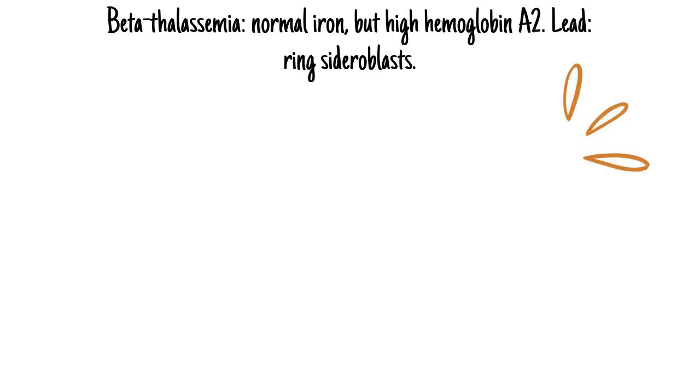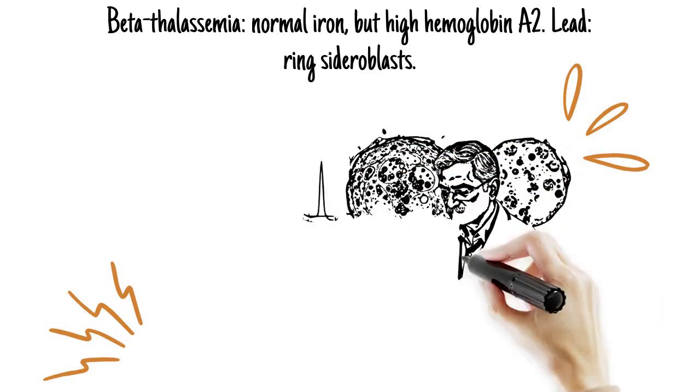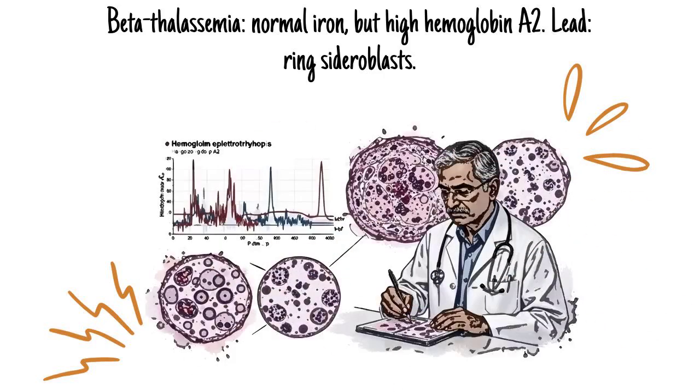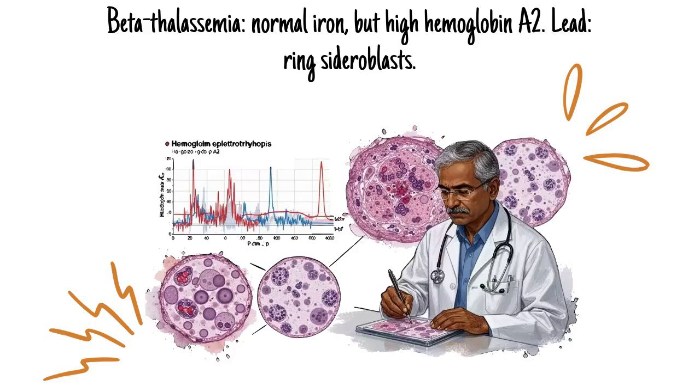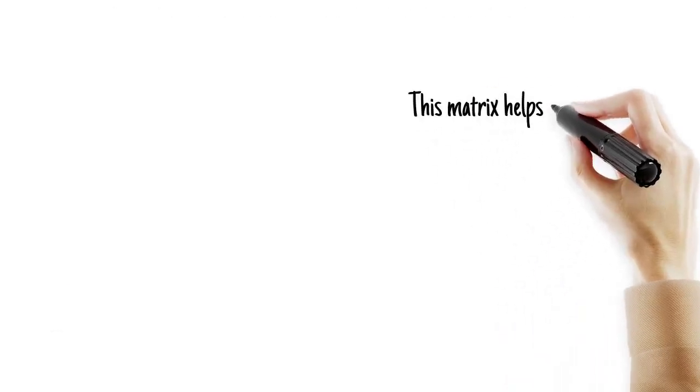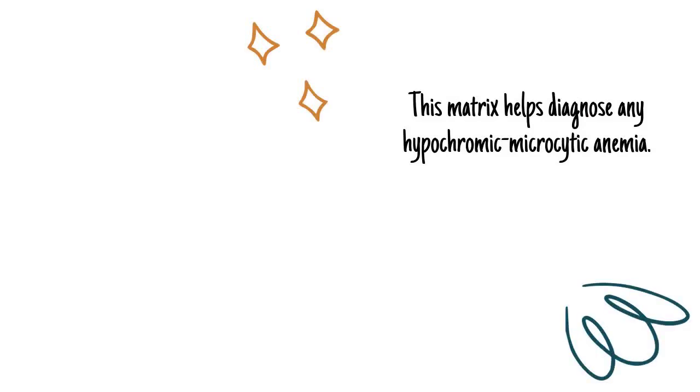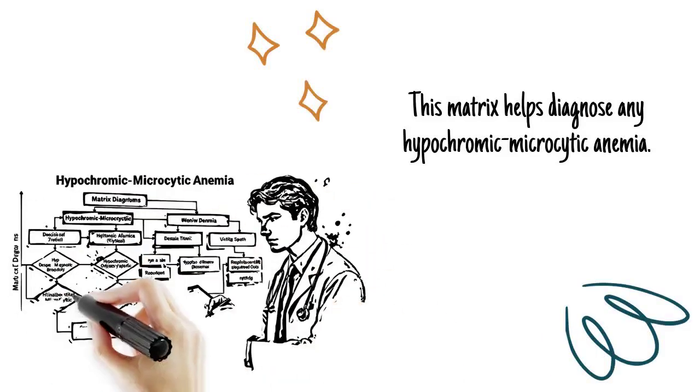In lead-related sideroblastic anemia, serum iron and ferritin are both elevated while TIBC is normal or reduced. Ring sideroblasts appear on bone marrow examination, and basophilic stippling is seen on the peripheral smear. Understanding this matrix of findings allows correct categorization of any hypochromic microcytic picture without guessing.